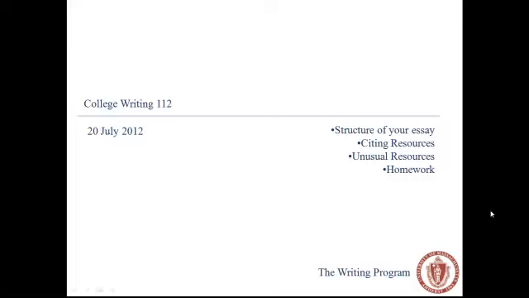In your last class, we looked at the arc of a research paper, what goes into research before you write your research paper and when you write your research paper. Today we look at the structure of your essay, how you will go about structuring your Unit 3 essay. We'll look at how you can cite your resources, a few methods to look at unusual resources, and finally the homework for today, which is going to be your Unit 3 paper.